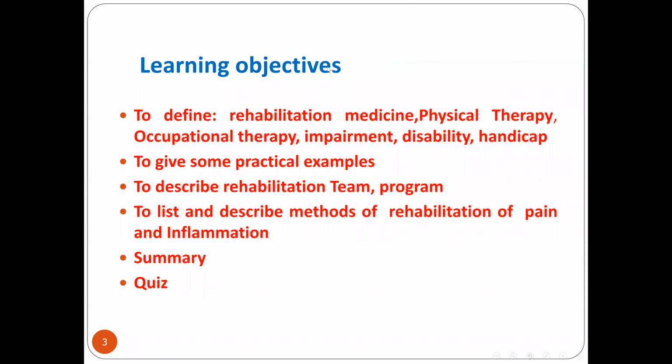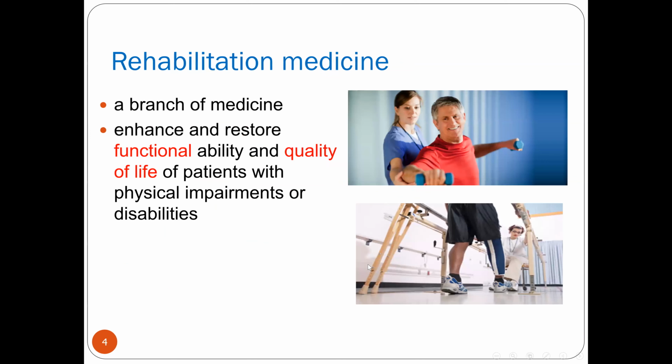Planning objectives. At the end of this lecture, you should be able to define rehabilitation medicine, physical therapy, occupational therapy, impairment, disability, handicap. Then giving some practical examples, describing the rehabilitation team and the program, listing and describing methods of rehabilitation of pain and inflammation, summary, and we will finish with a quiz.